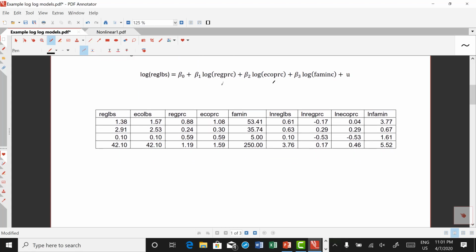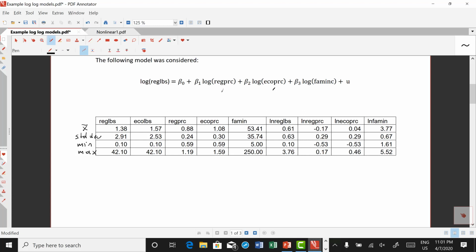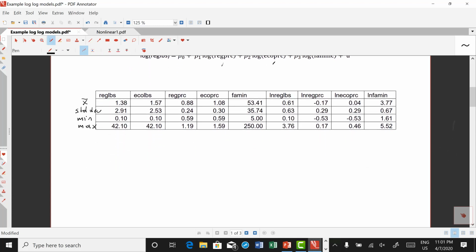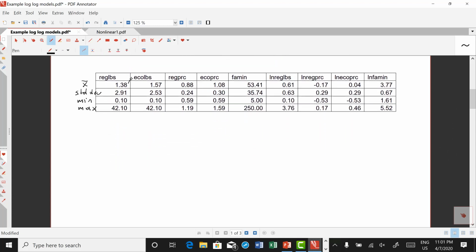Just to give you a sense of the type of data that we have, this is the average, the standard deviation, minimum, and maximum values for each of these variables. So the average quantity demanded of regular apples is 1.38.